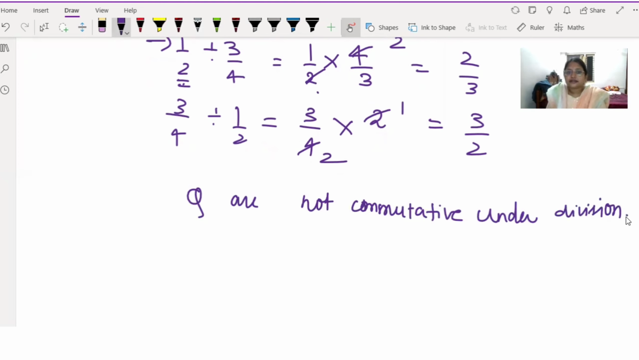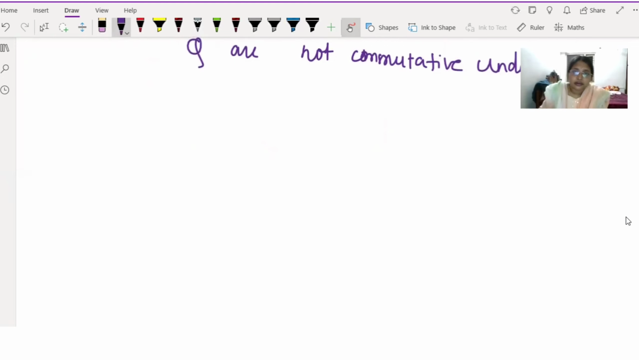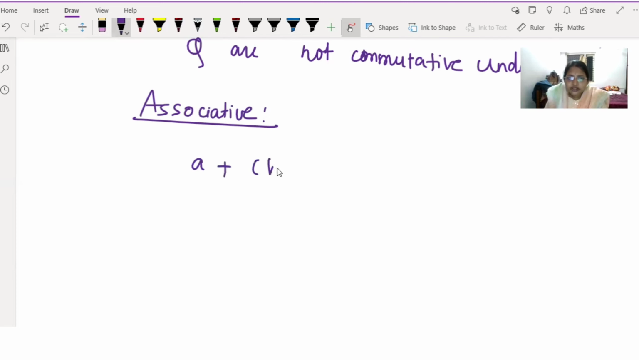Next property is associative. Associative is also similar to commutative. It is also regarding the order of the numbers we are operating. Suppose we have to add 3 numbers. If we are adding in any order and getting the same answer, we say that rational numbers are associative. If some operation is commutative, it will definitely be associative.